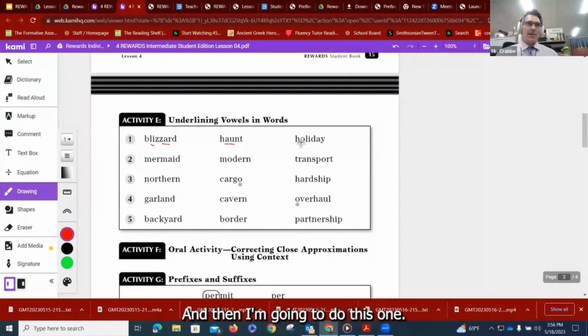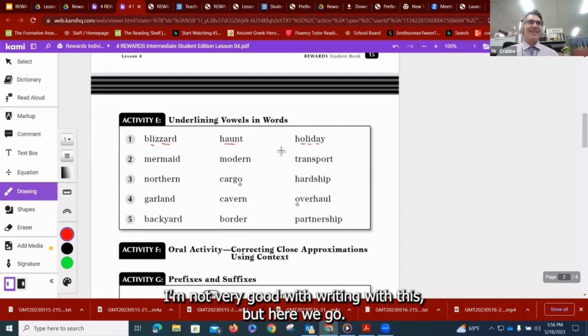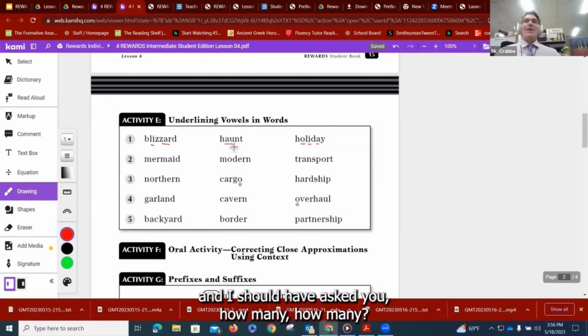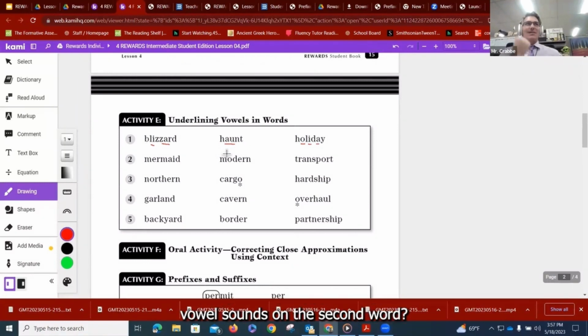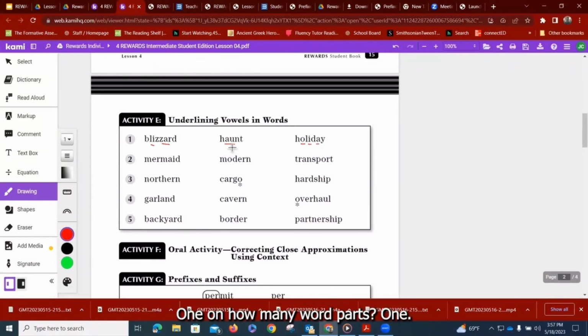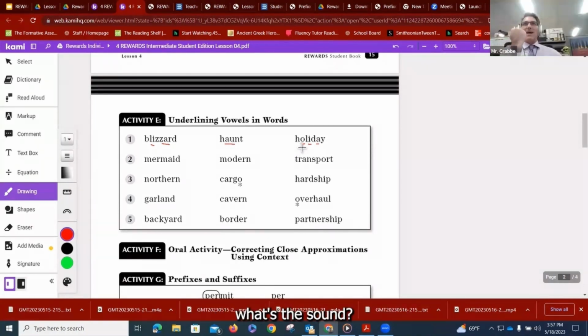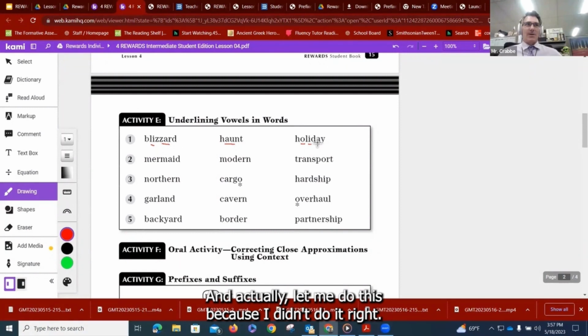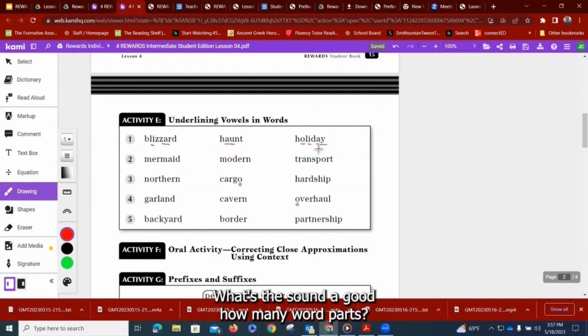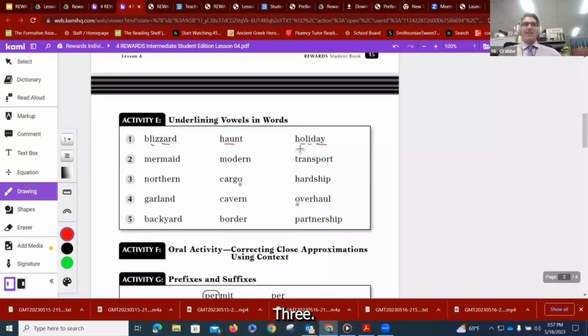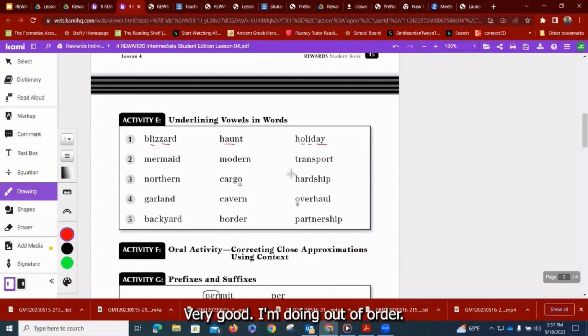Okay, and then I'm going to do this one. I'm not very good with writing with this, but here we go. And I should have asked you how many vowel sounds on the second word? One. How many word parts? One. Okay. What's the sound? Okay. Next one. What's the sound? And actually, let me do this because I didn't do it right. What's the sound? A. Good. How many word parts? Three. And I should have said, how many vowels? Three. Very good. I'm doing it out of order.